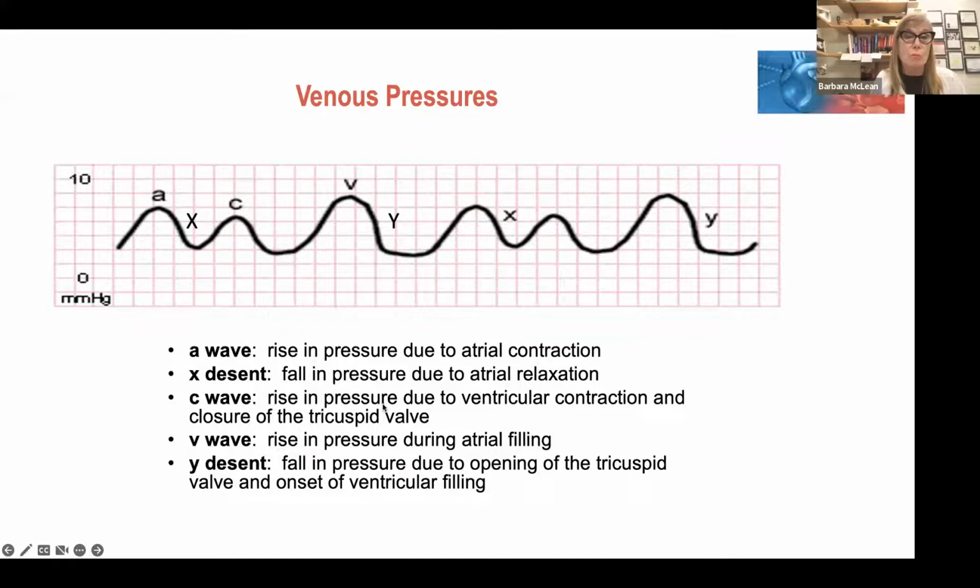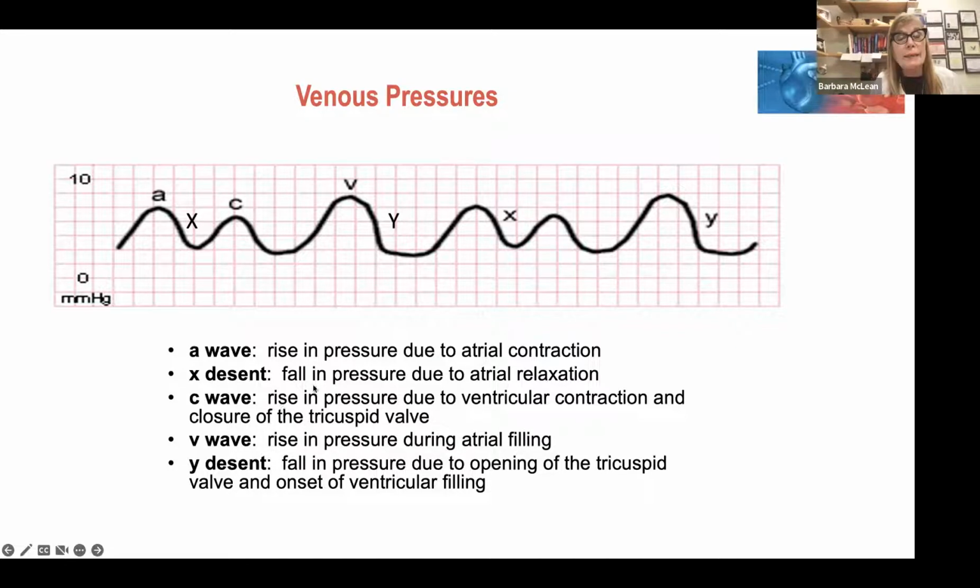C wave is the rise in pressure when the ventricle starts to contract and the valve closes, and that would be either tricuspid or mitral. And the V wave is the rise in pressure when the valve bulges upwards at the same time that the atria is filling with blood.